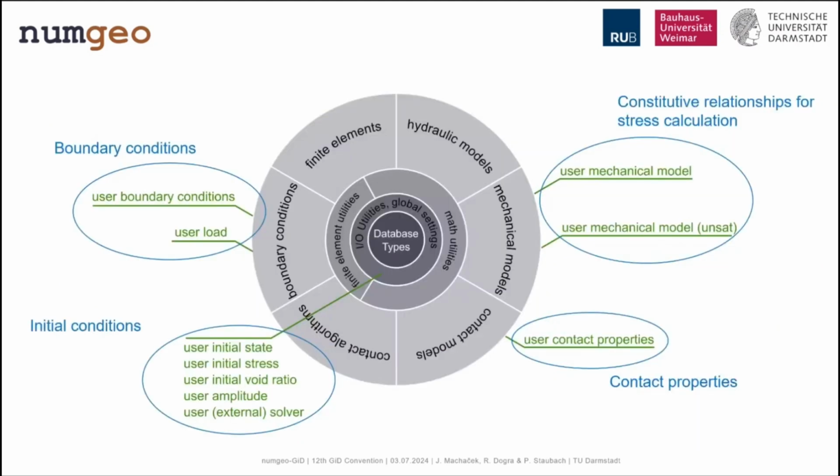If the inbuilt features of Numgeo are not suitable, users can easily extend the capabilities with their own codes using so-called user subroutines. This could, for example, be user boundary conditions, user initial states like the user initial stress or void ratio, but also user-defined materials for saturated and dry soils, but also for unsaturated soils.